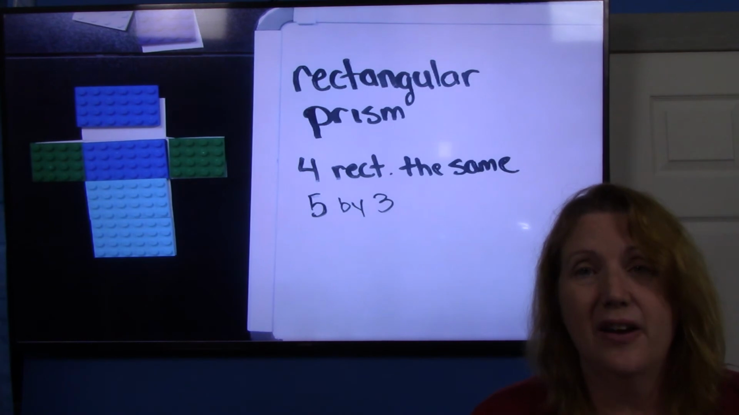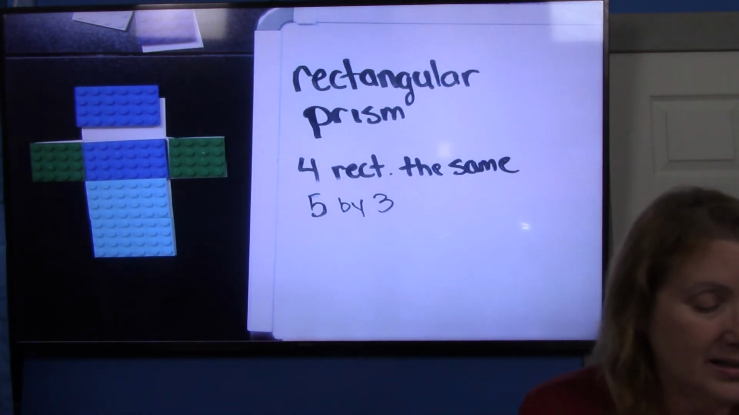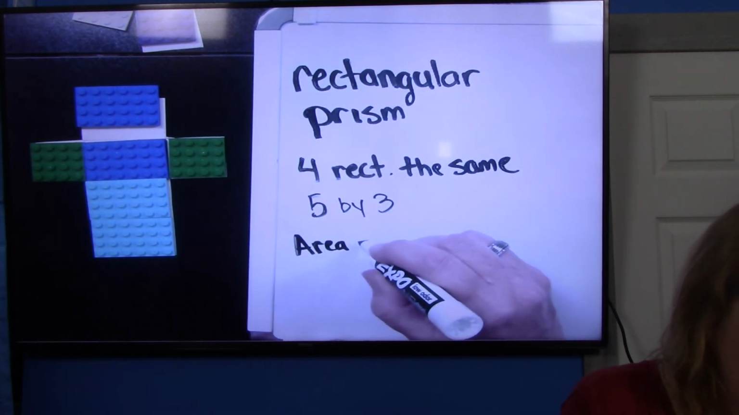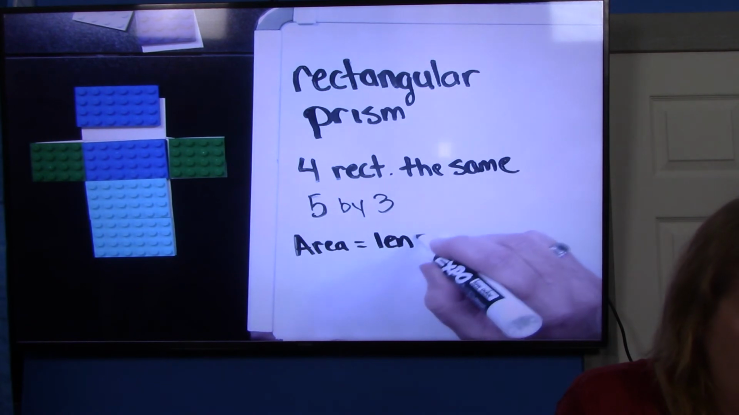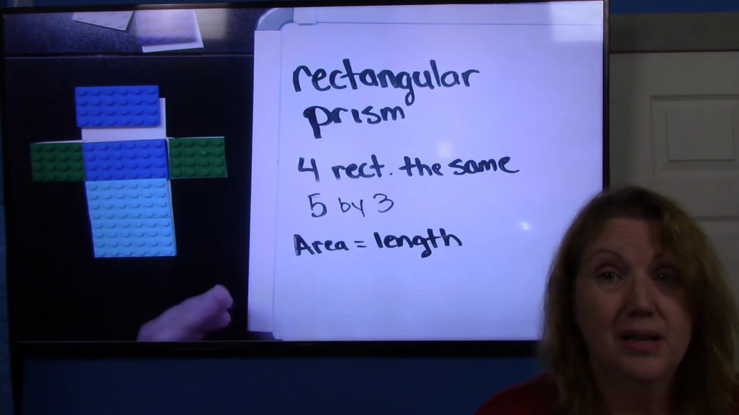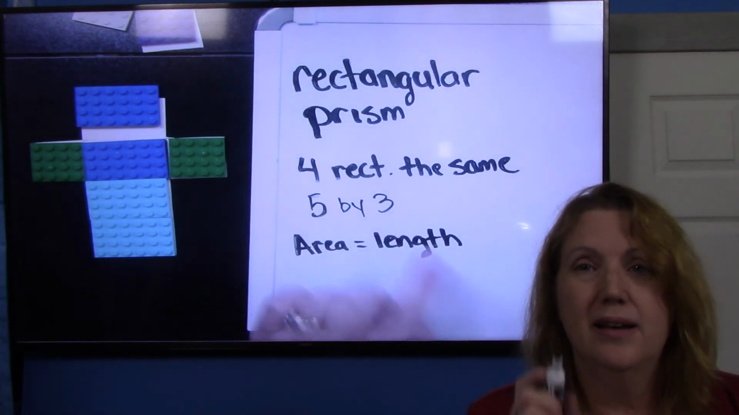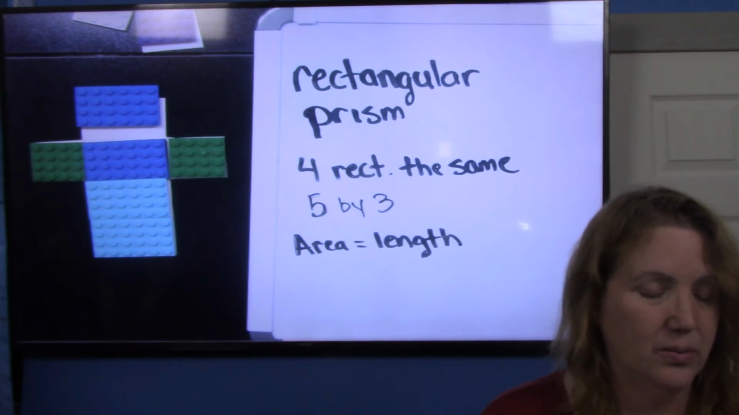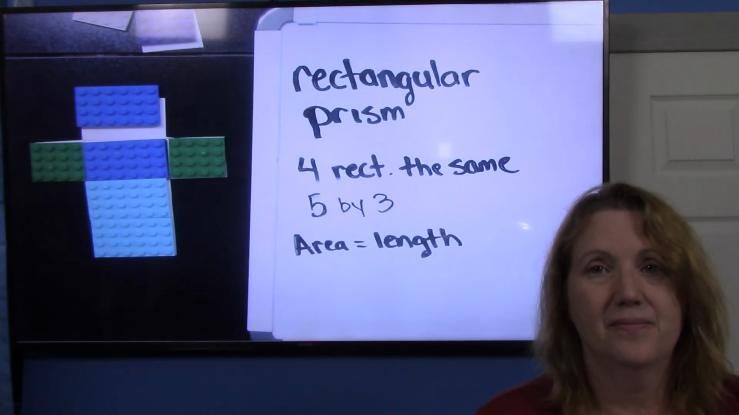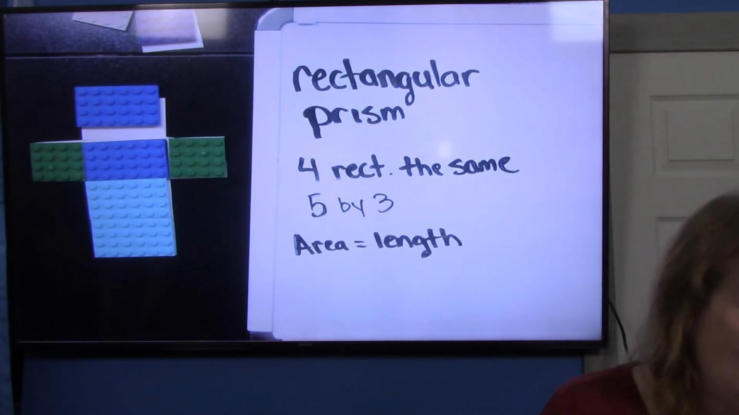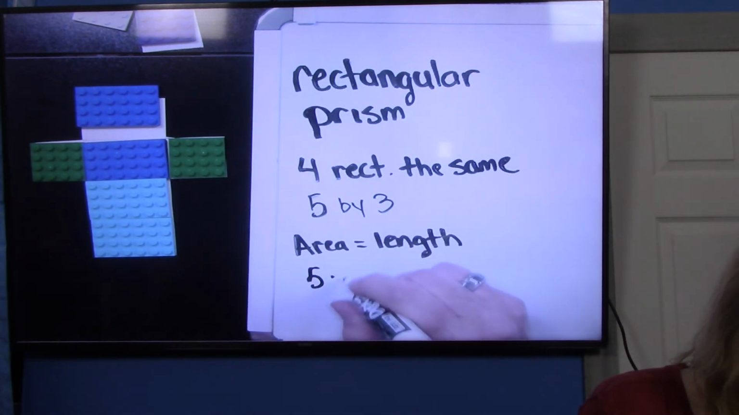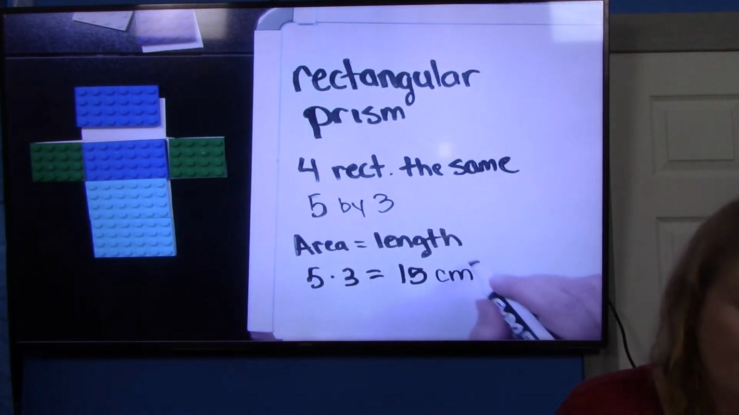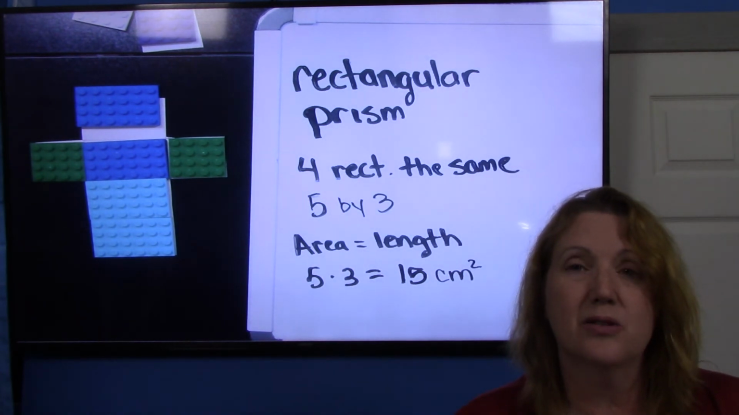So how do I find the area? Well, the area of a rectangle is length times width. And not all of my sides are the same, so it sticks with length times width. Now you tell me in the chat, what is the area of this one rectangle right here? Okay, so did you take 5 times 3 to get 15? And this is centimeters squared because we're talking about area, so we want to put centimeters squared.